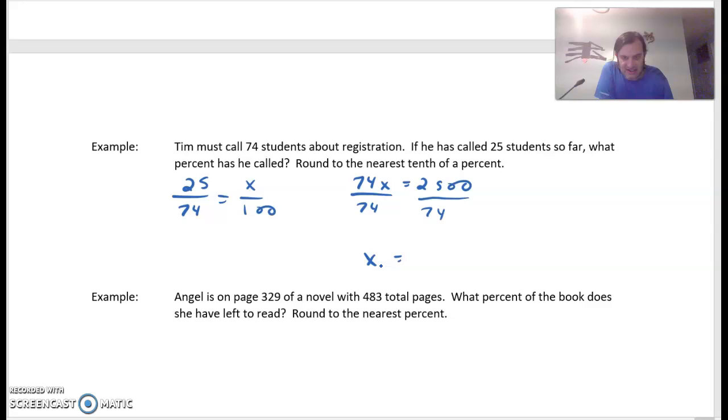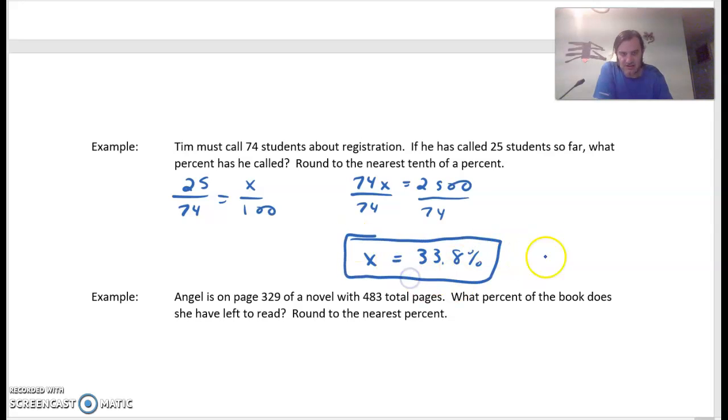What percent has he called? Let's see here. 2,500 divided by 74. I say round to the nearest tenth of a percent. I get 33.8%. Okay.